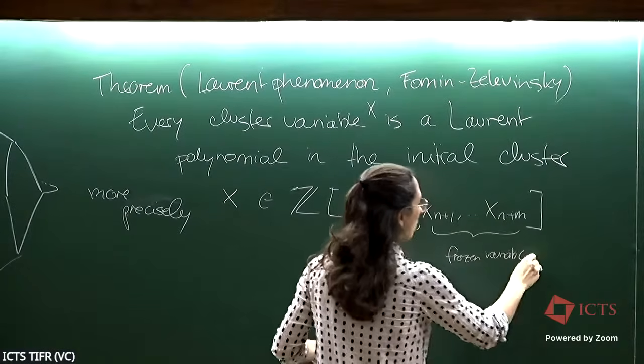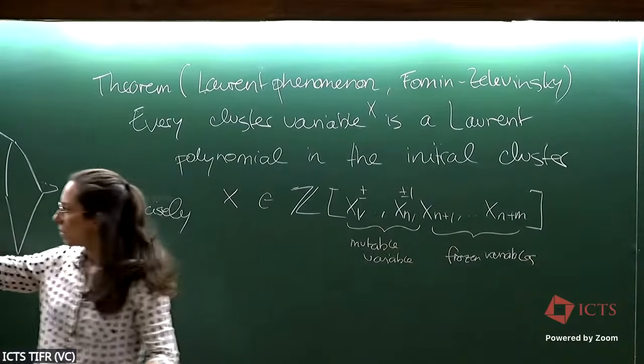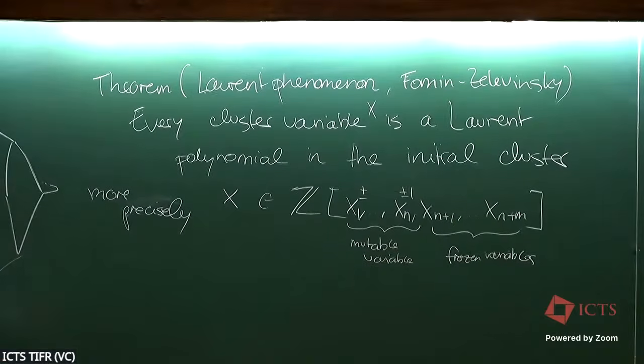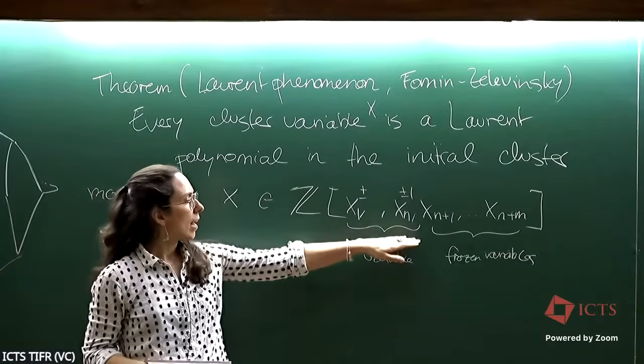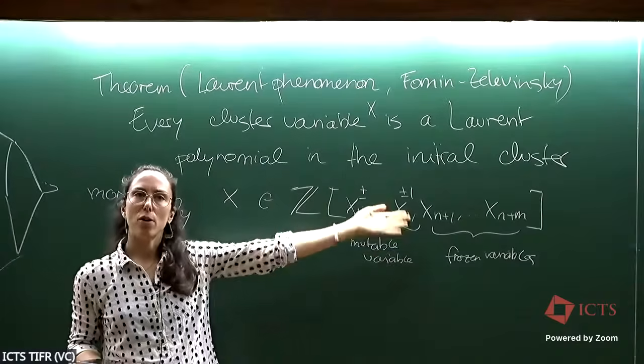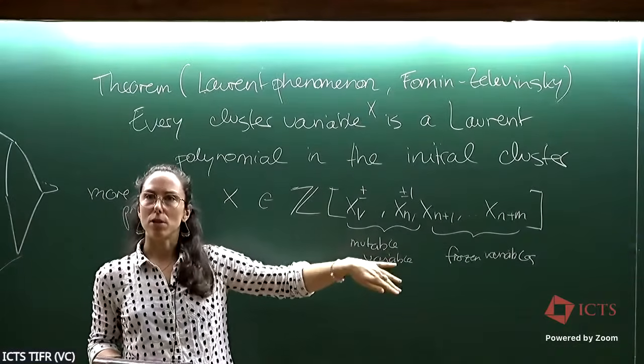And this observation about the frozen variables is not visible in our example because we didn't have any frozen variables. But in fact, I will only have mutable variables appearing in the denominator of these expressions.